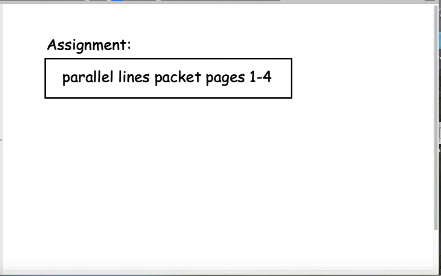Okay, so the assignment is the parallel lines packet, pages 1 through 4.